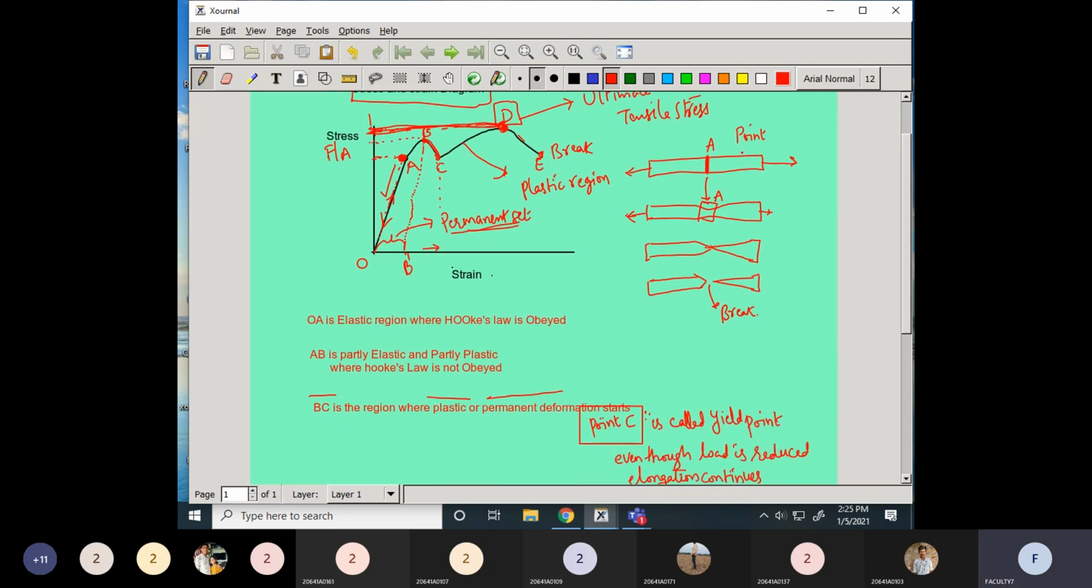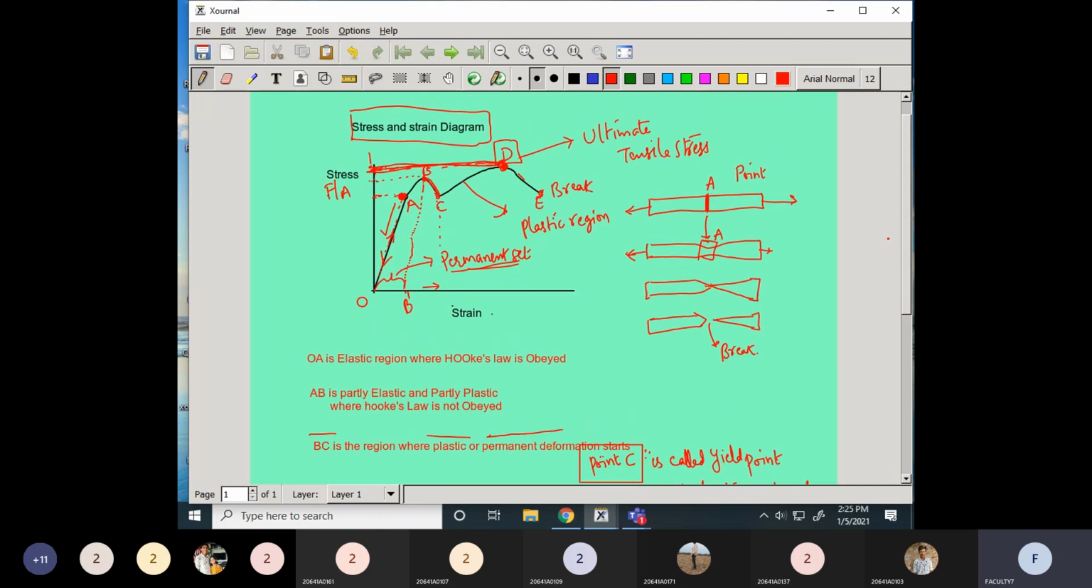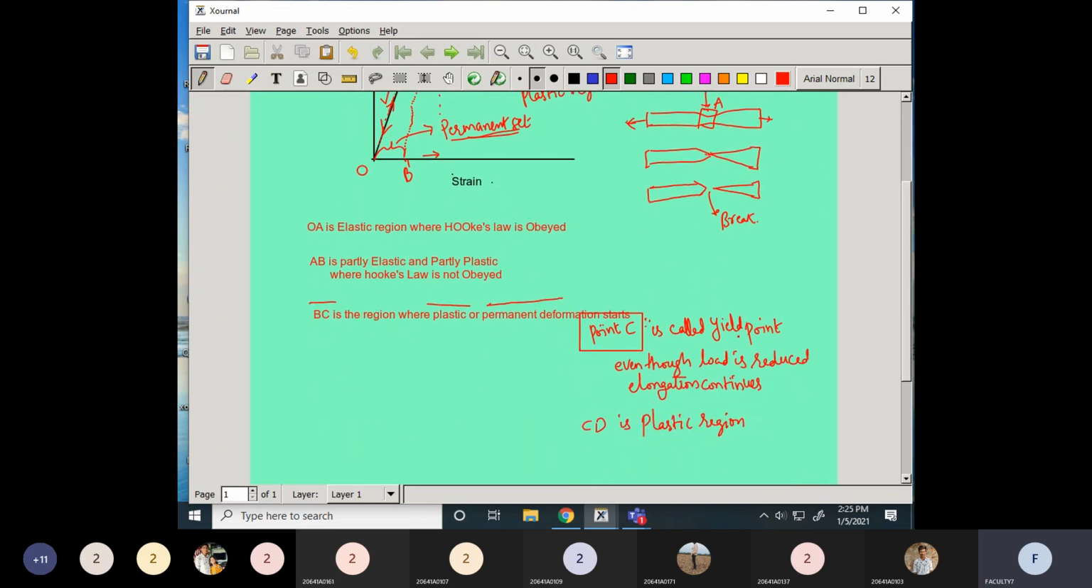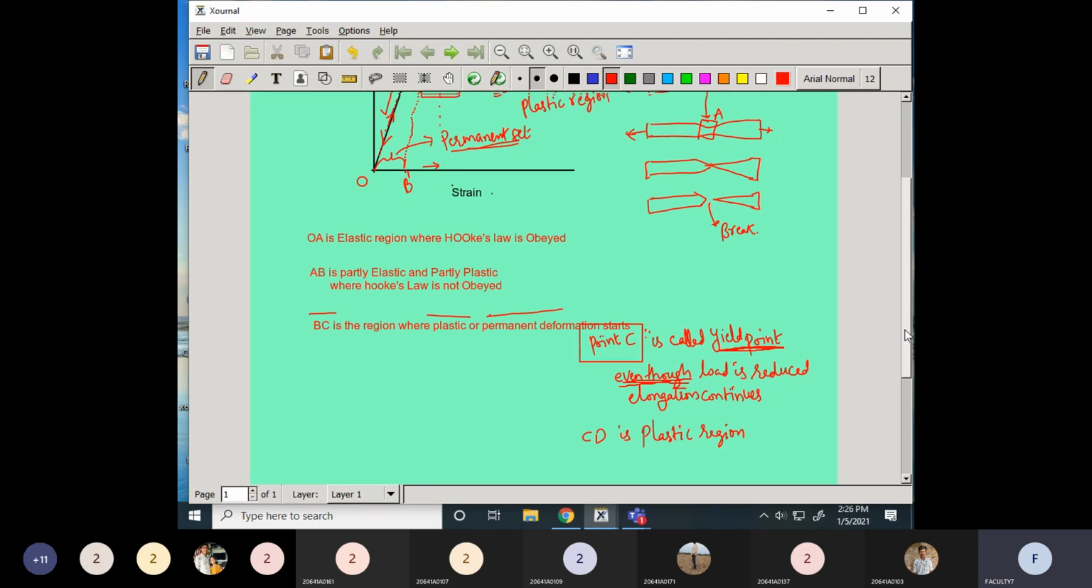Okay. Now here these things you can consider. Meanwhile, this point C can be considered as a yield point. The point C we are going to consider as a yield point. Now, what does the yield point mean? You can refer here. Yield point is a point where, even if you remove the load, certain changes will continue.